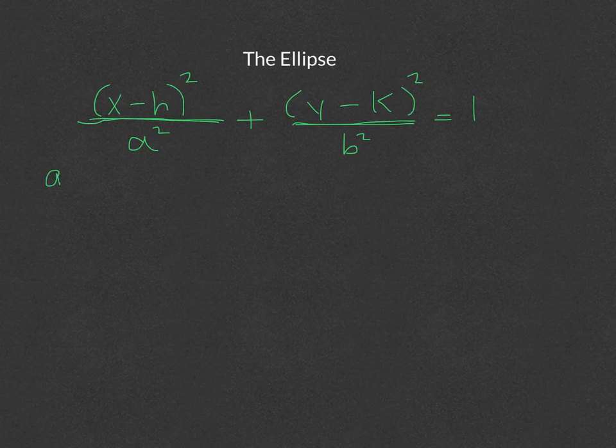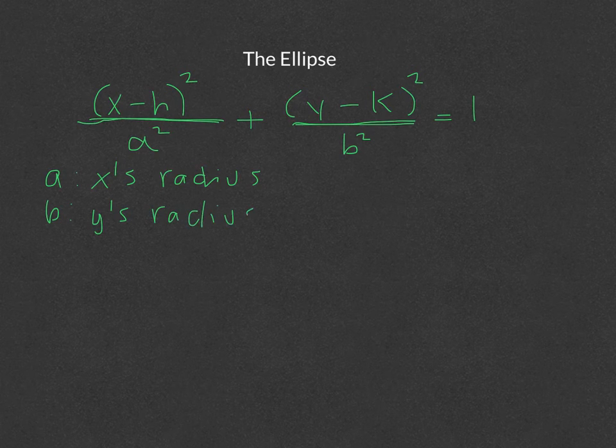So I like to think of a as x's radius and b as the y's radius. Okay? If your a is bigger, your ellipse will be stretched or flattened, like a flattened circle. If your b is bigger than your a, your ellipse will be longer along the y, so it will be a stretched out circle, which is what an ellipse is. So let's look at how we would actually graph an ellipse.